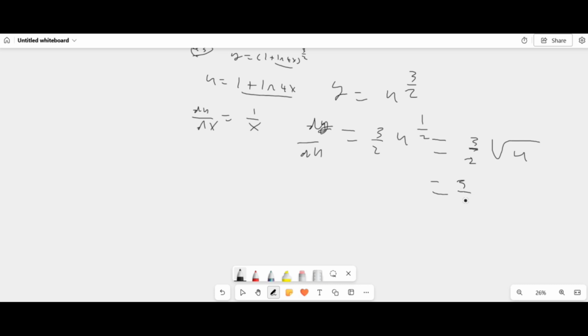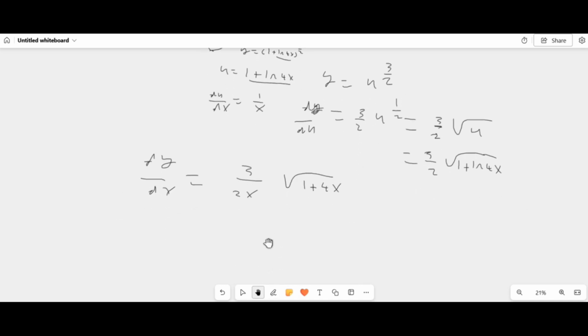That's obviously going to be 3 over 2, and then the square root u was 1 plus ln 4x here, so it's just 2, 1 plus ln 4x here. Alright, safe. And now we're going to times that by 1 over x here, so dy over dx is going to be them two times together, yeah? So 1 times 3 is going to be 3, and then the 2 times x is going to be 2x. So 3 over 2x square root 1 plus ln 4x here.